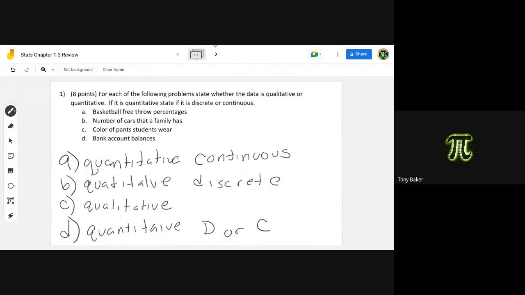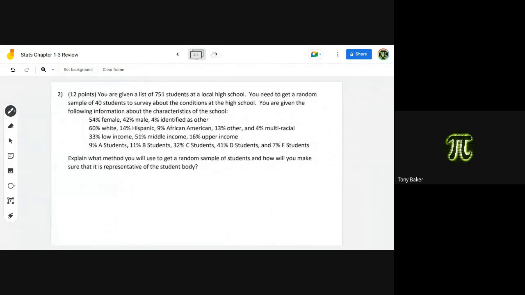All right, this one. Depending on how you looked at this test, this probably was the one question that screwed you up the most. Because actually it's asking you how you would do it. There's a lot of different answers that you can give for this question. So you're given a list of 751 students at a local high school. You need to get a random sample of 40 students to survey about the conditions of the high school. You're given the following information.